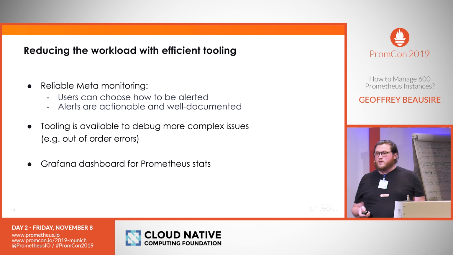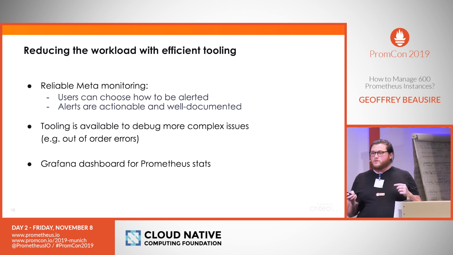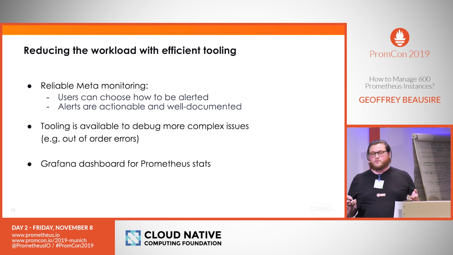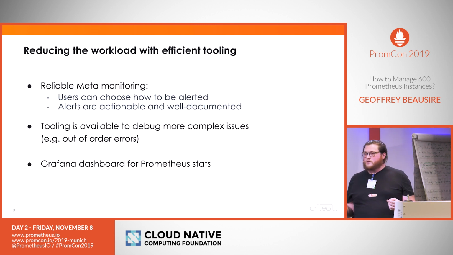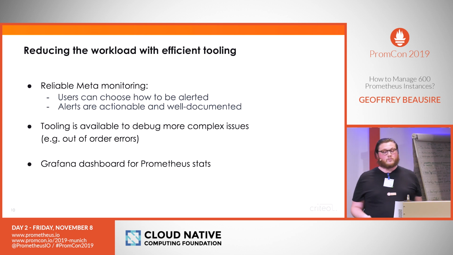We can also reduce the workload by using efficient tooling. So we have a reliable meta monitoring. It's basically a perimeter dedicated to watch the other perimeters. And users can choose how they want to be alerted. And all the alerts are actionable and well documented, so the users know what to do if they receive something. Tooling is available to debug more complex issues, like out-of-order issues that can be tricky for users to find out. And we have Grafana dashboards for Prometheus stats.